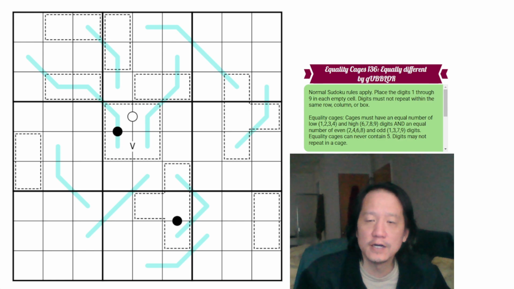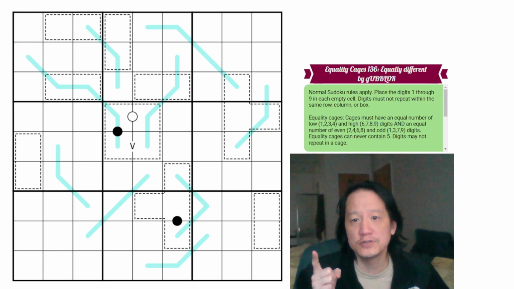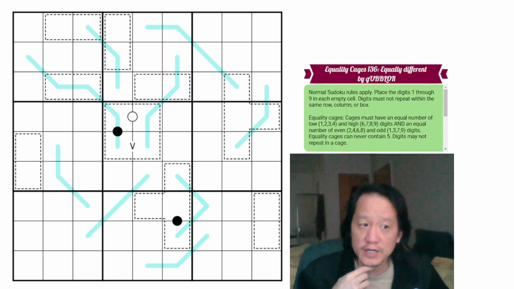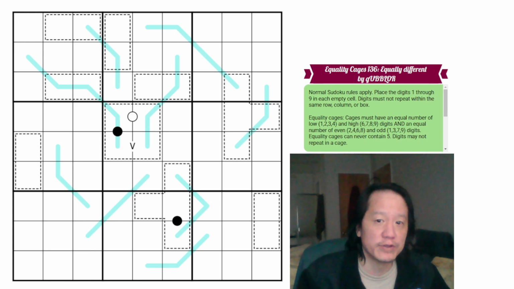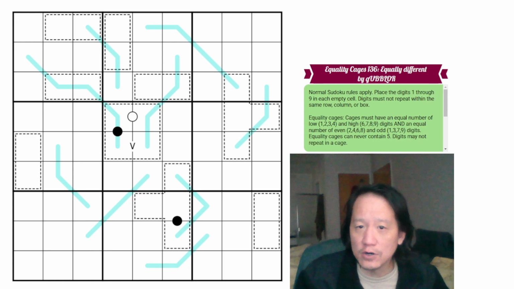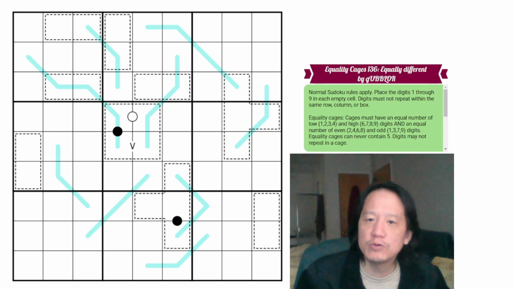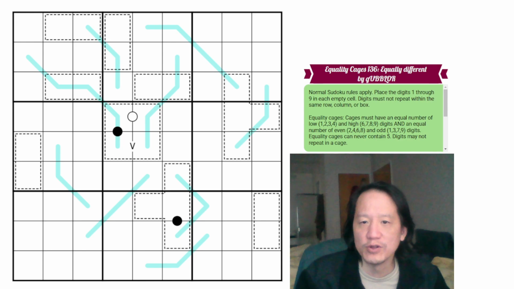And it's called, take that easiness with a grain of salt, because it's considered easy by the people on the Logic Masters Germany forum, and there's a lot of really smart people there. Today's puzzle is called Equality Cages 136, Equally Different by Goobler, and here are the rules.